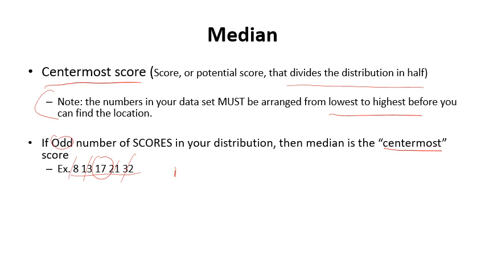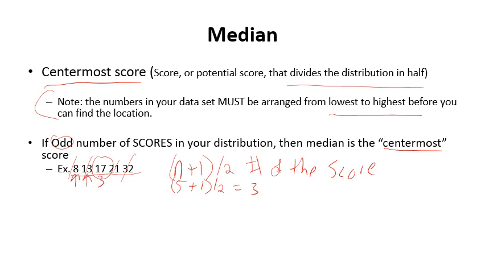So one thing you can do is take n plus 1, so our n here is 5, n plus 1 divided by 2, and that is the number of the score. Let's look at that a little bit more. Here we've got n, we've got 5, so 5 plus 1 is 6. 6 divided by 2 is going to be equal to 3, so the third score. This is the first score, this is the second score, this is the third score. 1, 2, 3. So again, our median is that third score.